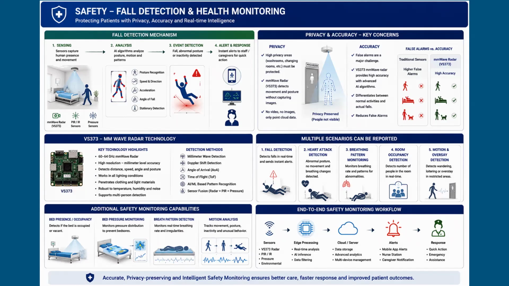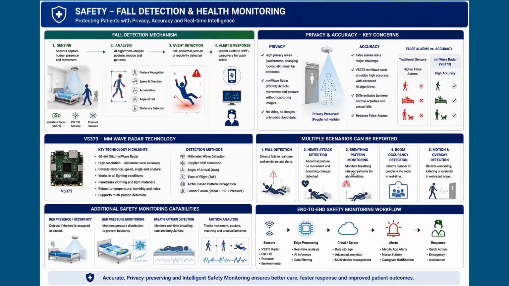And they can also support multi-person detection. In earlier days, the detection methods included Doppler shift detection, angle of arrival, time of flight, etc. But nowadays, AI/ML based pattern recognition is also utilized for identifying posture or fall detection. Sensor fusion like radar plus PIR plus pressure sensors is also used for identifying fall detection.